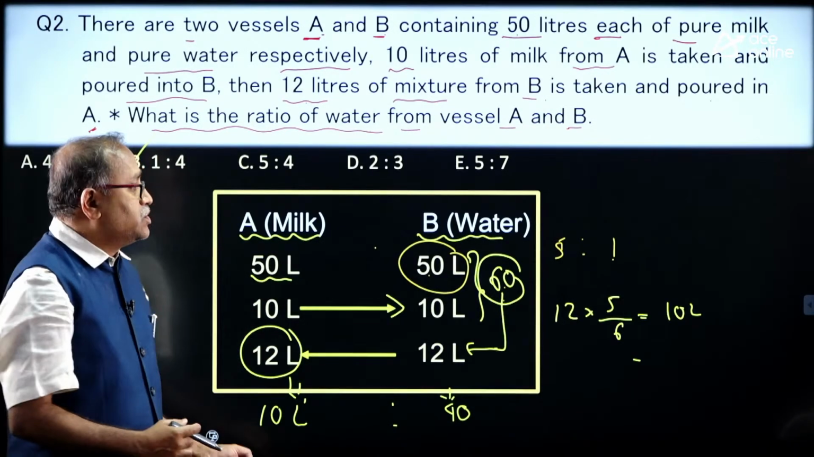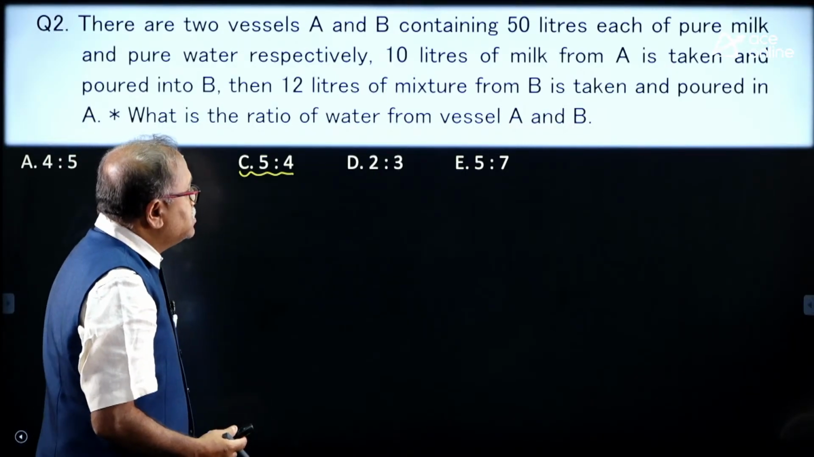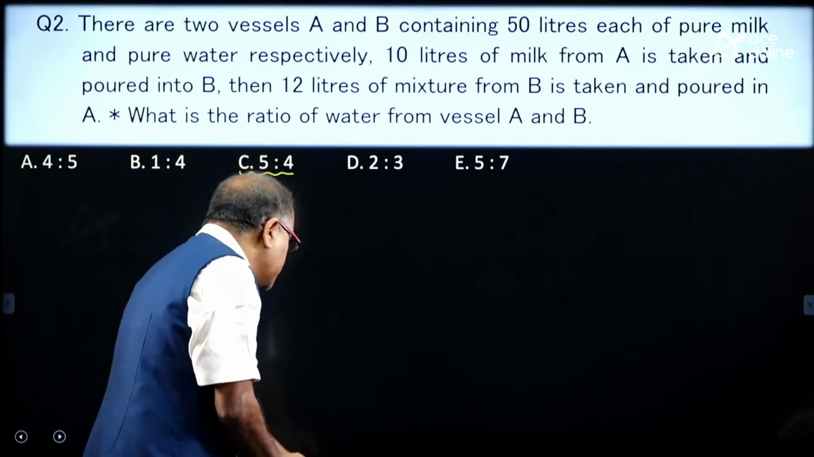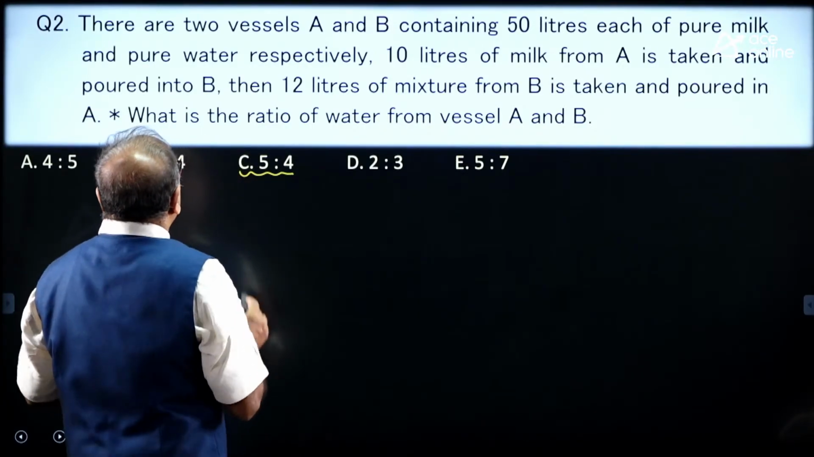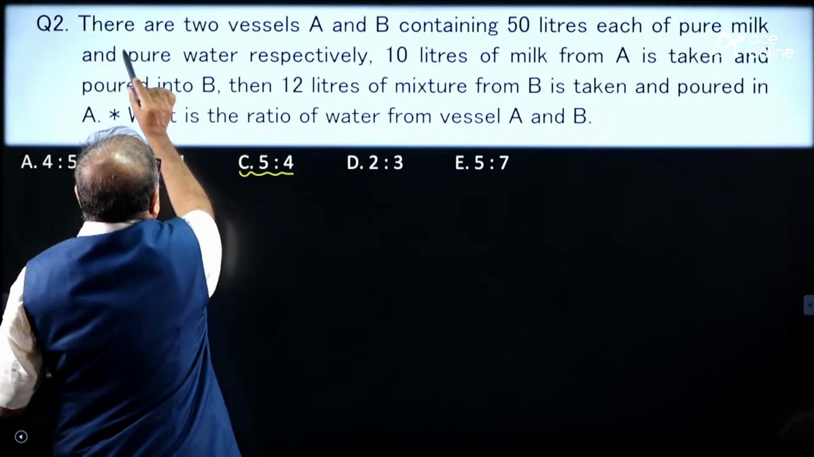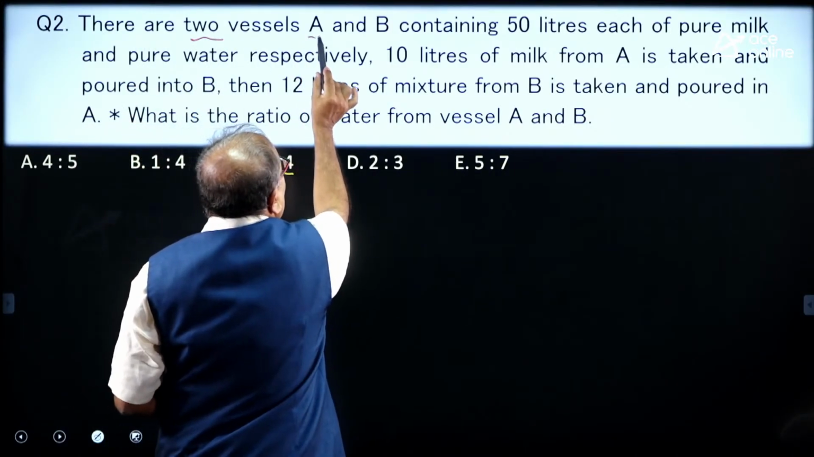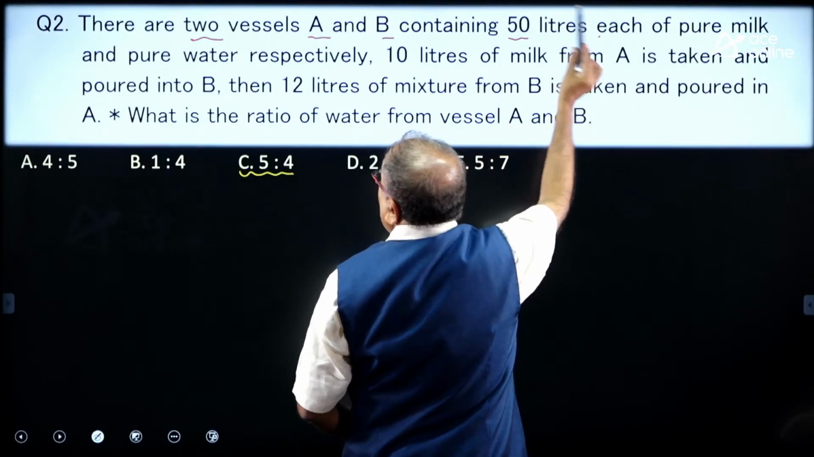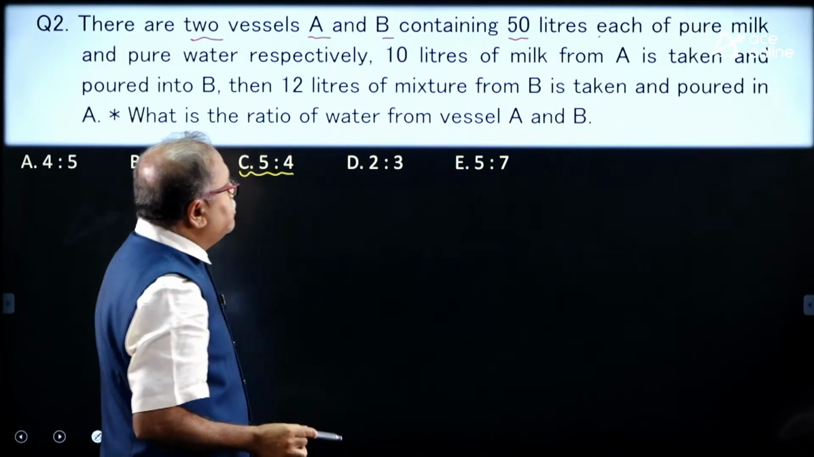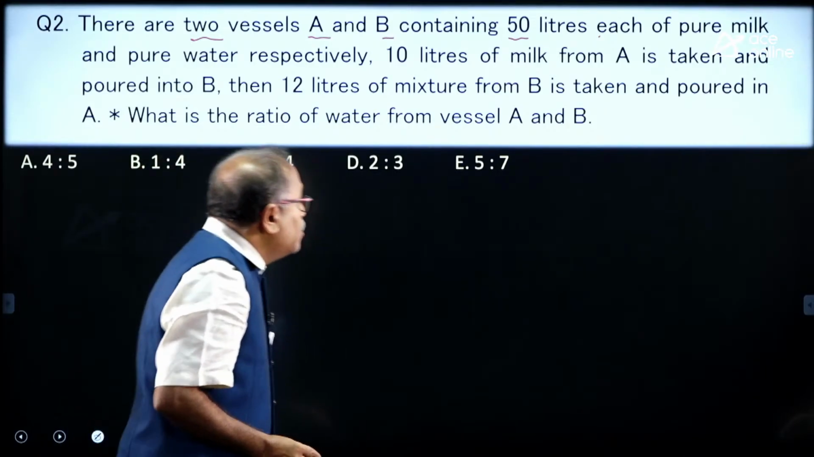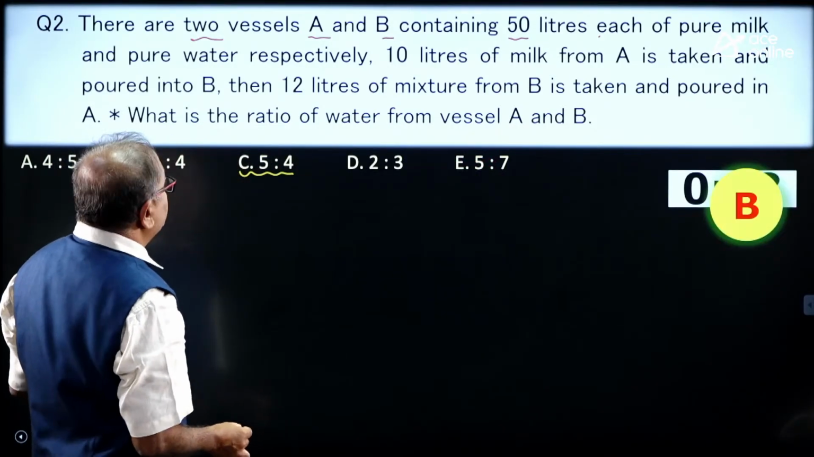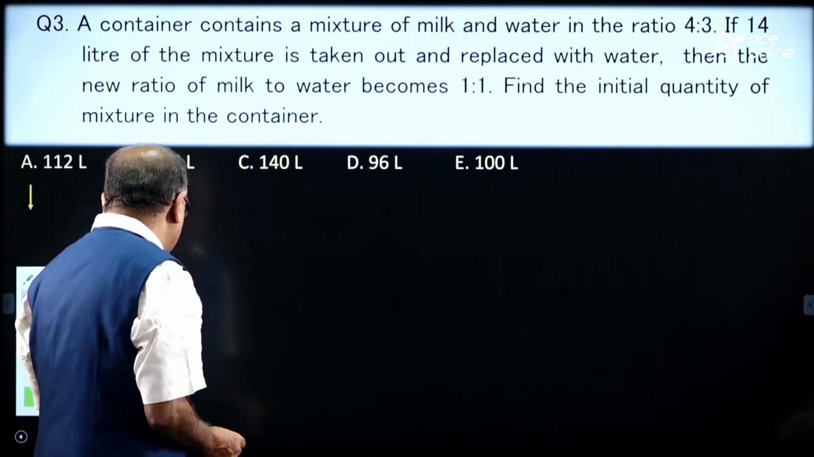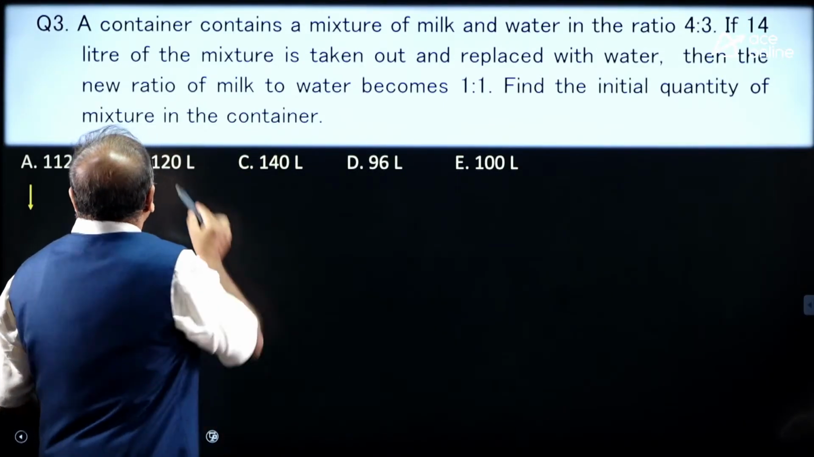I am moving on to the next question, and the next question is this. I will read the question. Don't worry, allow me to read the question first. Then we will do it in a very comfortable way. So, there are two vessels A and B containing 50 liters each of pure milk and pure water. Oh, I went back to the question. Okay, let's come back to question number 3. Question number 3 is here. Yes, my old friend Lucky, look at this one.